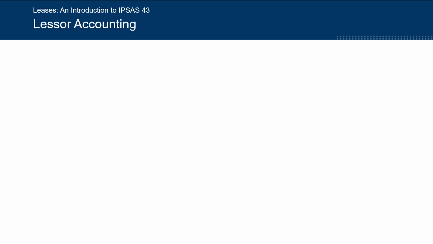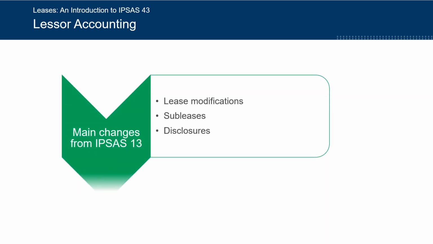Let's take a look in more detail at what the main accounting requirements in lessor accounting are. As explained earlier, the IPSASB decided to substantially carry forward the risks and rewards model that exists in IPSAS 13. However, IPSAS 43 introduces some changes compared to IPSAS 13.